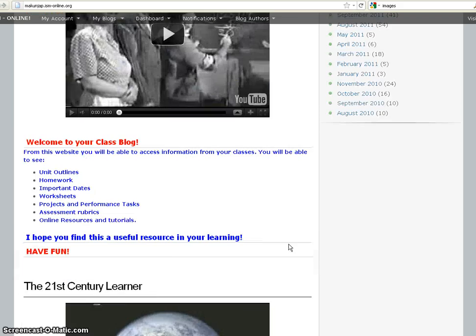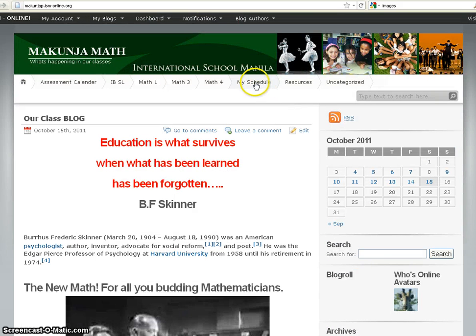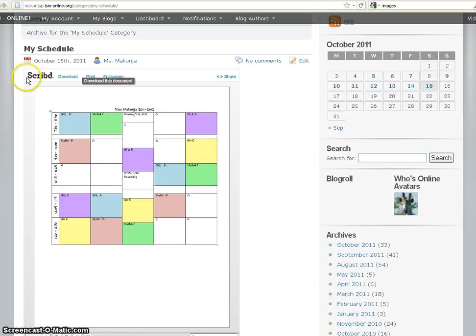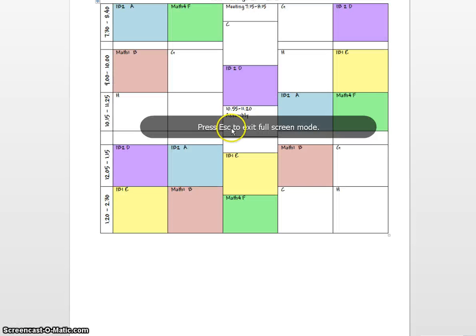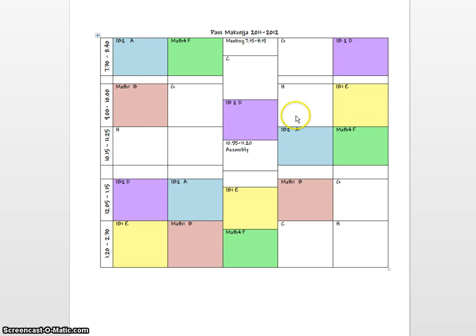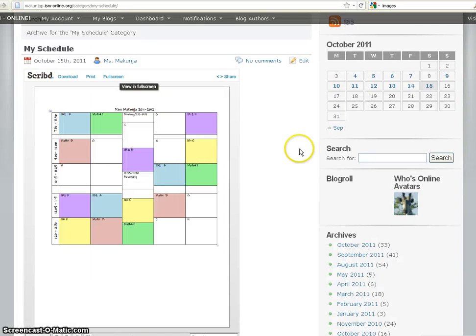Alright, the next thing I'd like to show you up here is just my schedule. If the kids need to see me or you need to see me, you can go to this category up here. And I've got my timetable here. This is a Scribd document, so you can full screen it. And you can see when I've got my classes and when I've got my breaks, so that's a handy thing to be able to go to when you want to make an appointment to see me.